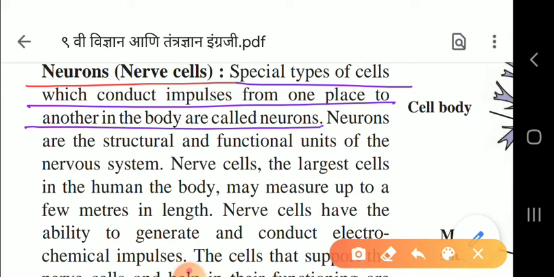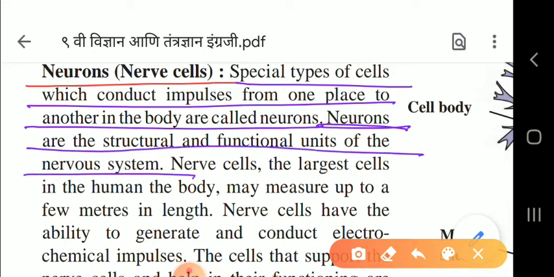These are the neurons. Neurons are the structural and functional unit of the nervous system. Like our body's structural and functional unit is the cell, in the same way in the nervous system, the structural and functional units are these neurons, children. So this point you also underline. It is a very important point. All these points you have to write and learn.